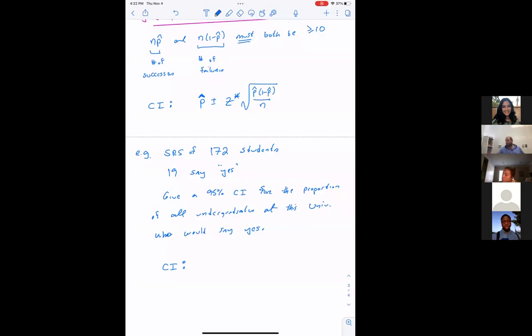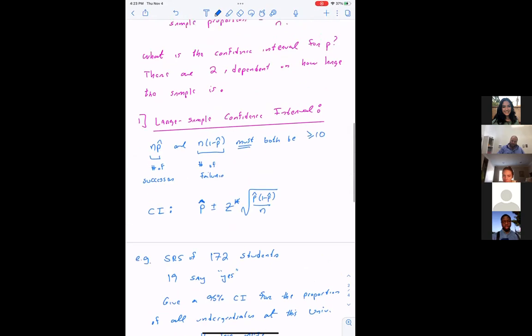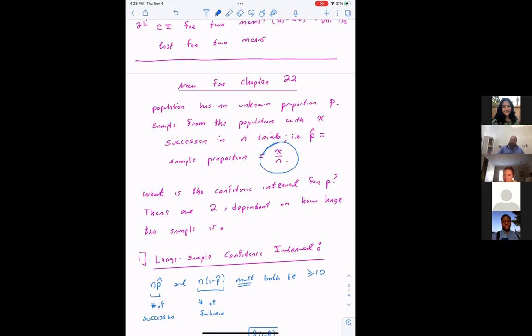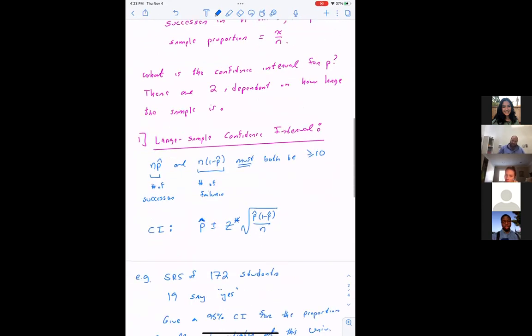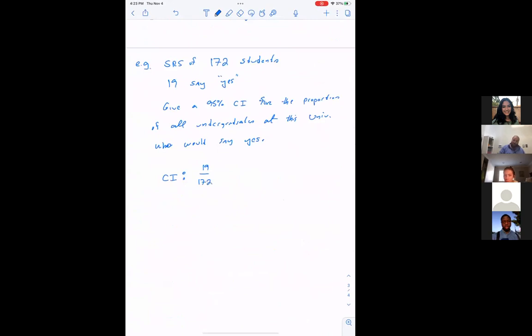P hat. What is p hat? Is it 0.95? Where do you get that from? Nah, it's not 0.95. It's 0.11. Don't forget what p hat is. P hat is x over n, number of successes divided by the sample size. I have 19 successes and I have 172 sample size. So 19 over 172, which is 0.11.